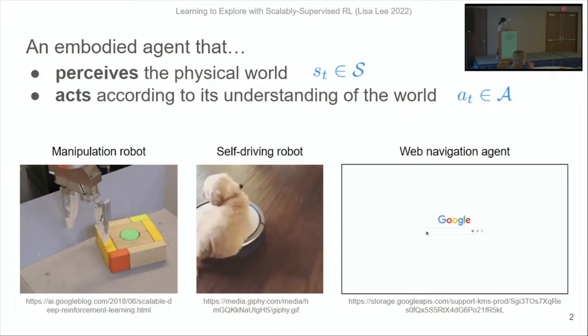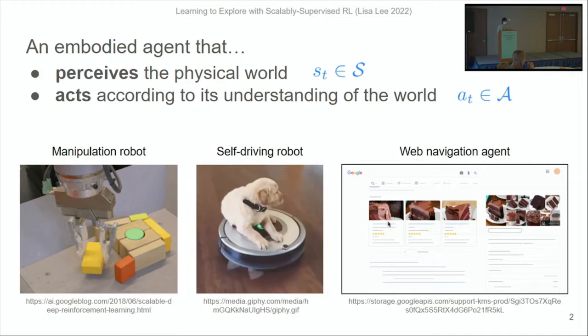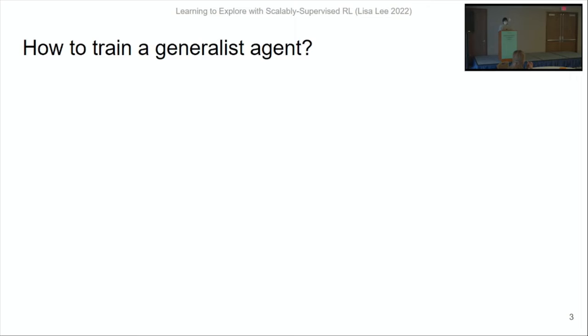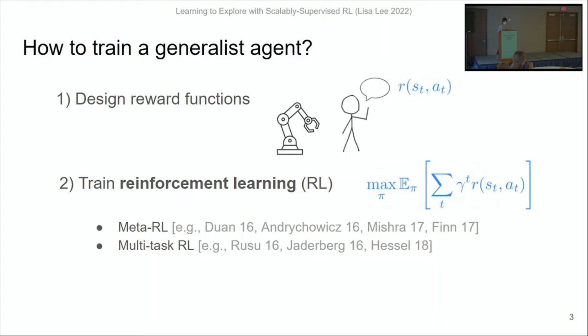There are many other applications in the real world that involve high-dimensional states and actions and complex environment dynamics, which make them challenging tasks for RL to solve. How should we train generalist agents that can quickly solve a wide variety of tasks? The common approach in RL is to first manually design reward functions and then train RL on these tasks. However, one of the biggest challenges in RL is that designing a good reward function is difficult, especially in high-dimensional problems.